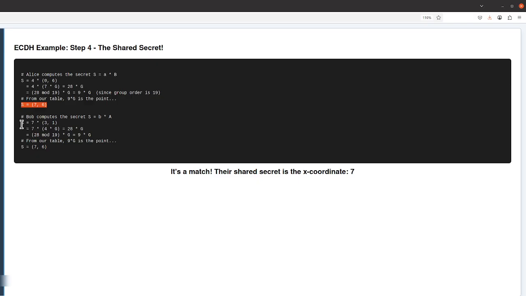Meanwhile, Bob takes Alice's public key, A equals (3, 1), and multiplies it by his private key, b equals 7. His calculation is S equals 7 times A, which is 7 times 4 times G, which is also 28 times G, or 9 times G. He also gets the point (7, 6). They have successfully computed the same shared secret point. The x-coordinate, 7, becomes their shared secret.